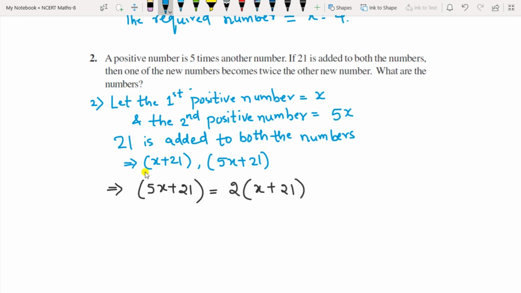21 is added to both of them, so the new numbers become x plus 21 and 5x plus 21. Now what is the relation between these new numbers? So one is twice the other. So let us write 5x plus 21 equal to twice the previous one. Okay. Now solve for x. So 5x plus 21 equal to, multiply 2 inside, so that is 2x plus 42.